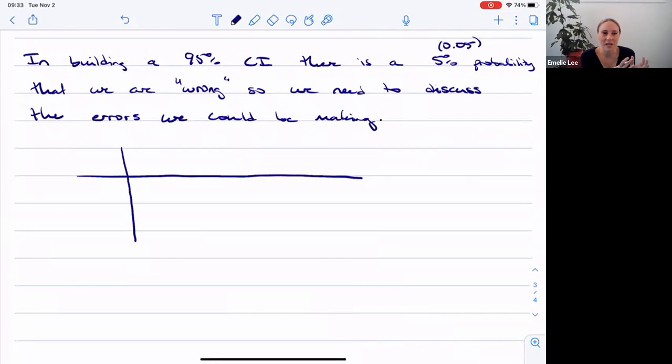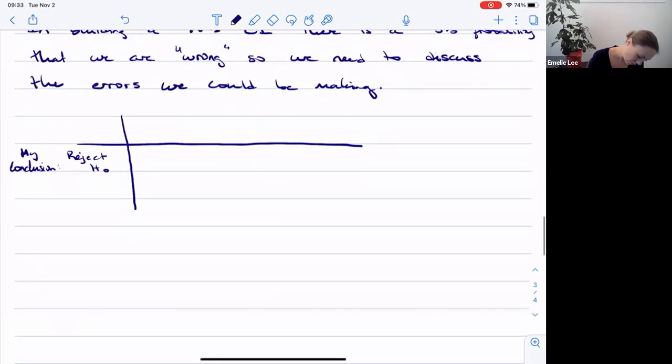I can either reject H naught, or I'm going to say fail to reject H naught, because you never want to say accept, right? We talked about that. But in terms of the conclusion, my conclusion, let's say, is that I either reject H naught or I fail to reject H naught. Those are my two options, right?